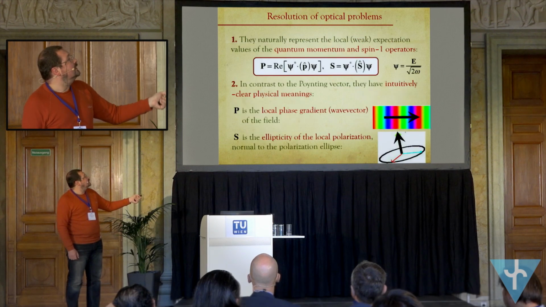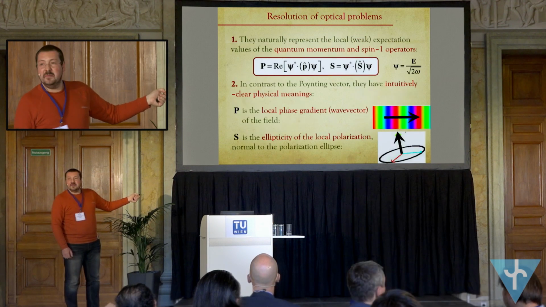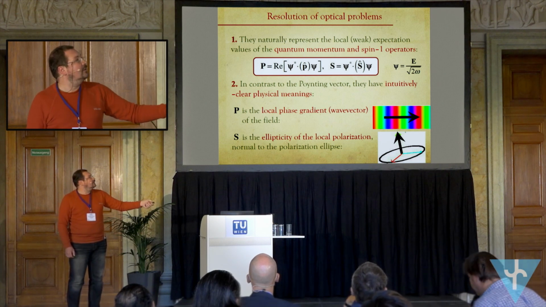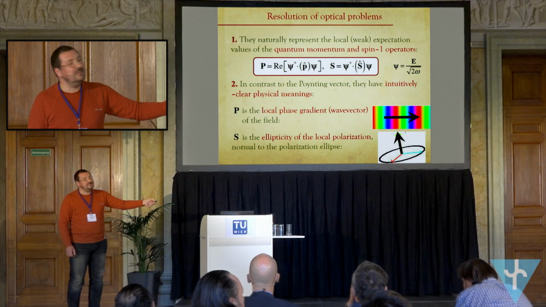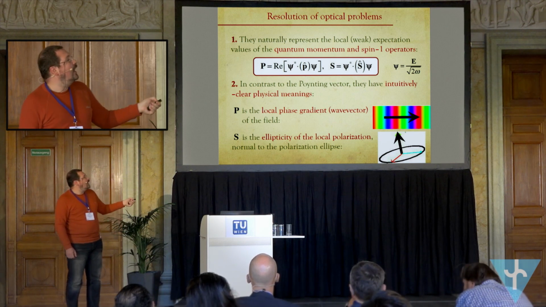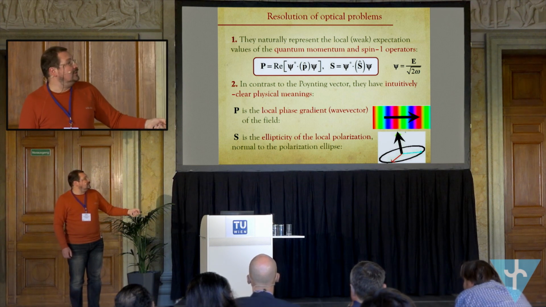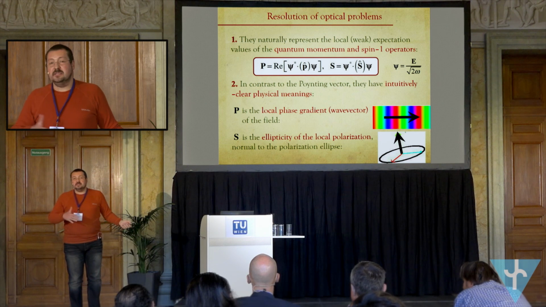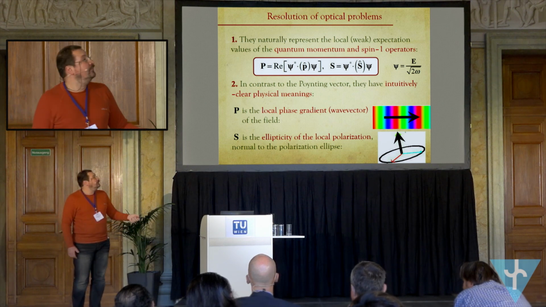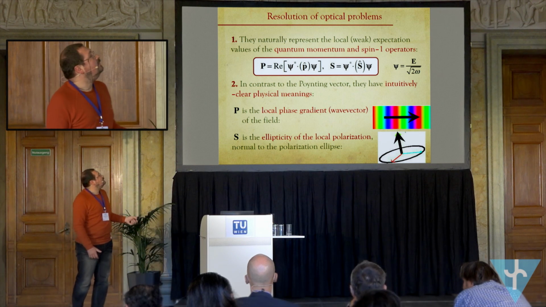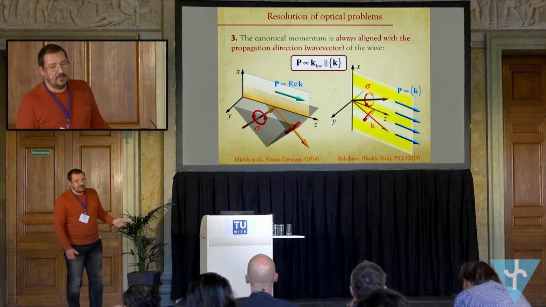The physical meaning is that local momentum density is proportional to the phase gradient in optical field, so this is color-coded phase, and so it's local wave vector in such field. And spin density measures the ellipticity of the local polarization. It's always orthogonal to local polarization ellipse, not only in plane wave, but in arbitrarily monochromatic field. And the magnitude is proportional to the ellipticity. So these are very natural quantities.